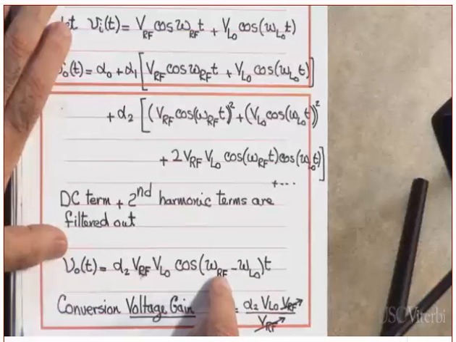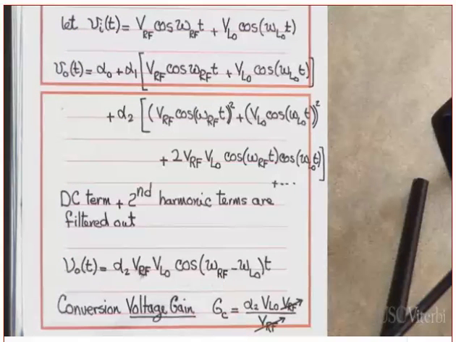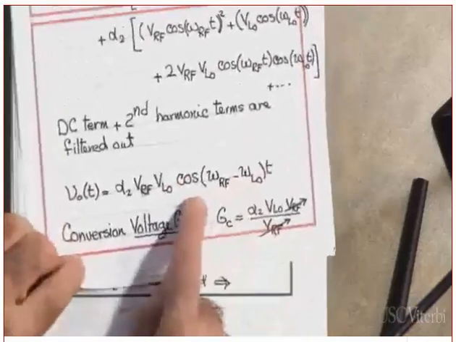By the way, it doesn't matter whether it's low side or high side. Why? Because the cosine is an even function. That doesn't matter.